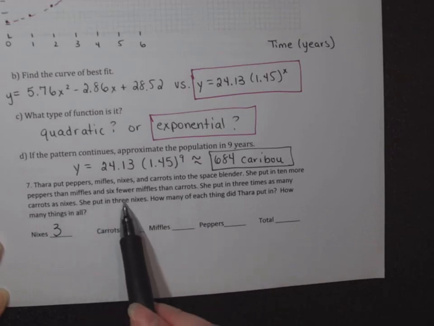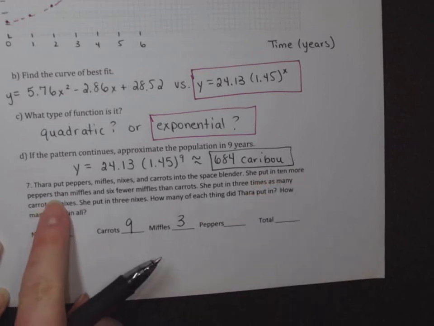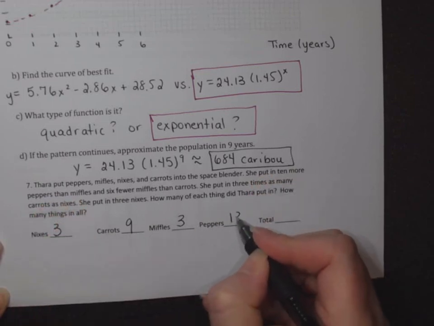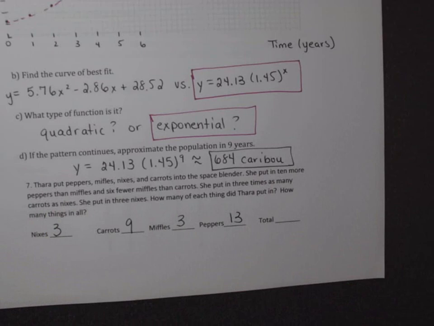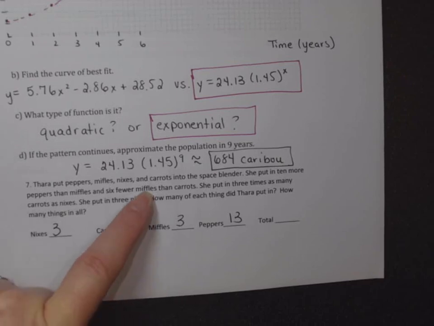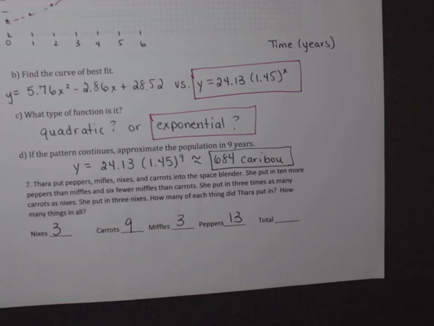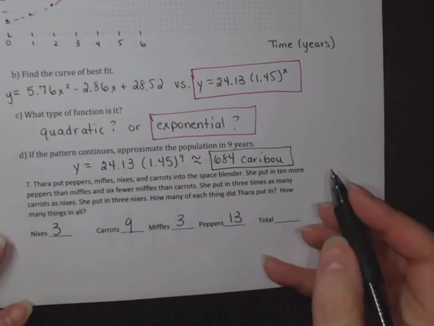She put in 6 fewer miffles than carrots, so that would be a 3. She put in 10 more peppers than miffles, so that would be 13. And then, let me add that up. I'm just checking my answer here. 3 times as many carrots as nixes, 6 fewer miffles than carrots, 10 more peppers. Yeah, so if you add all of that up, you're going to get 28.